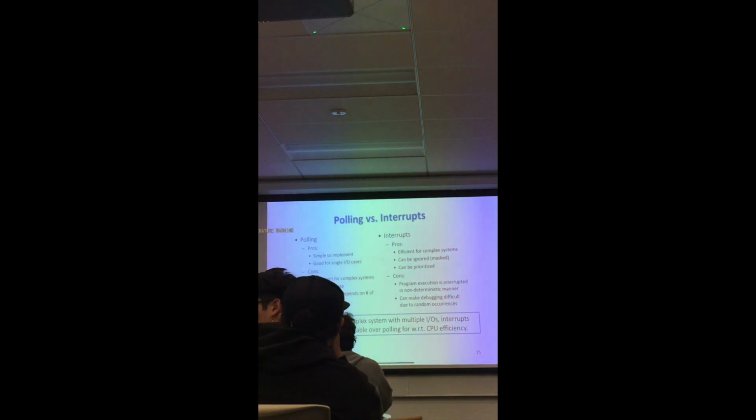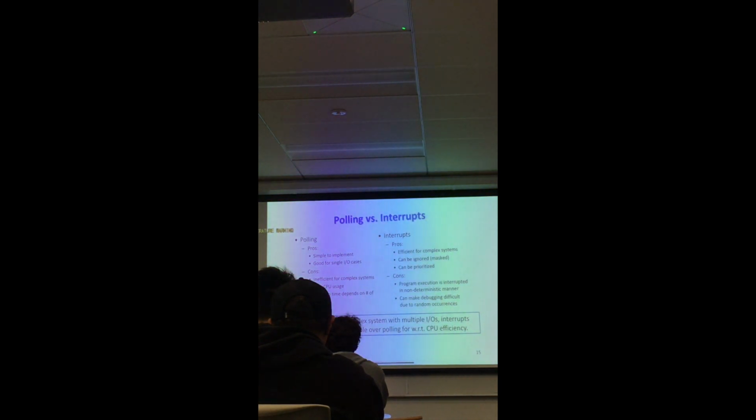Some companies, as I mentioned already in lectures, actually disallow interrupts completely. Gone. Polling only. Because those companies do real-time systems. Interrupts can be efficient, can be ignored or masked, and they can be prioritized.